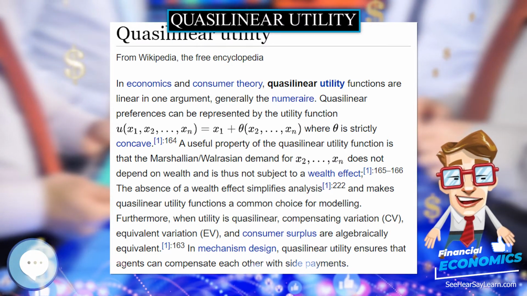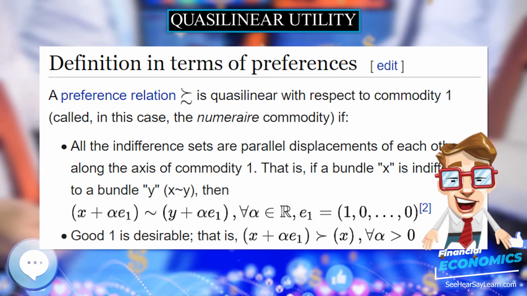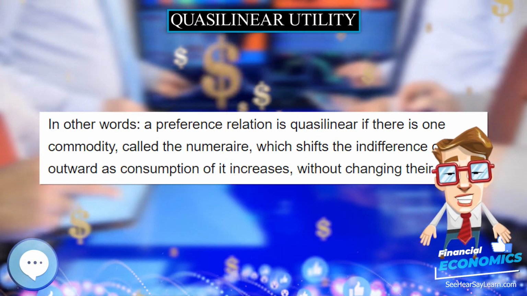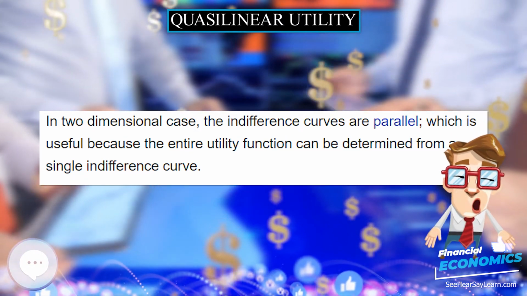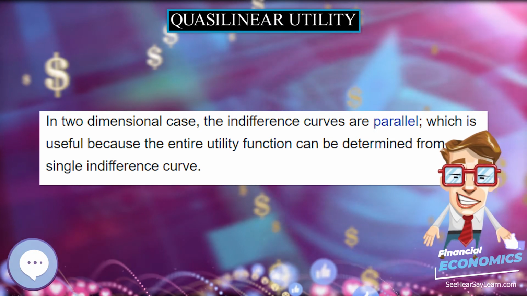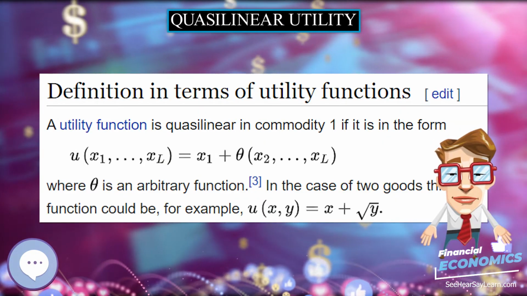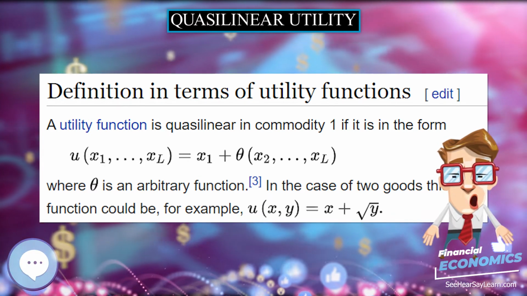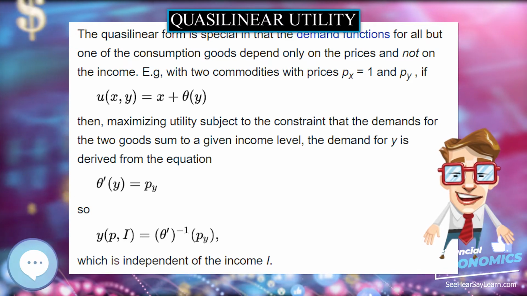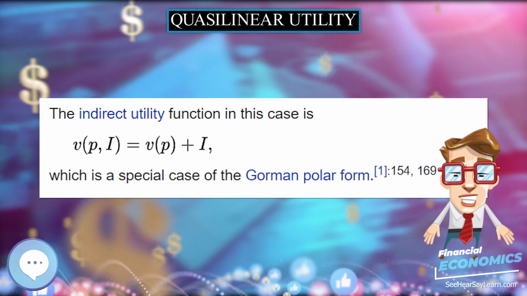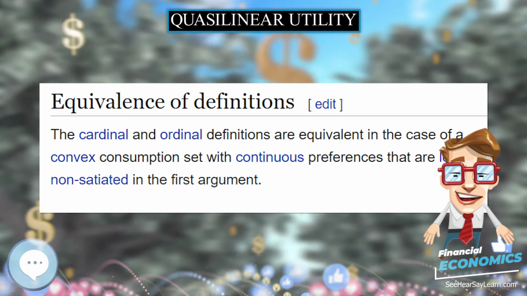A nice property of the quasilinear utility function is that the Marshallian/Walrasian demand for x2, ..., xn does not depend on wealth and therefore is not subject to a wealth effect. The absence of a wealth effect simplifies analysis and makes quasilinear utility functions a common choice for modeling.